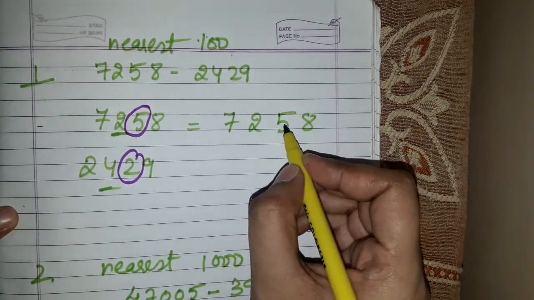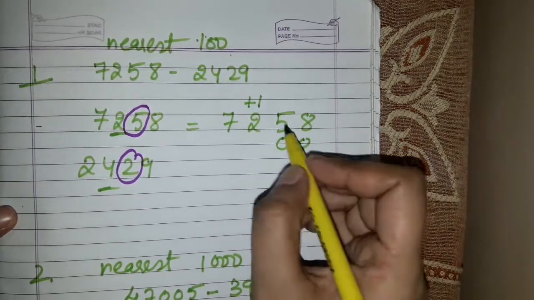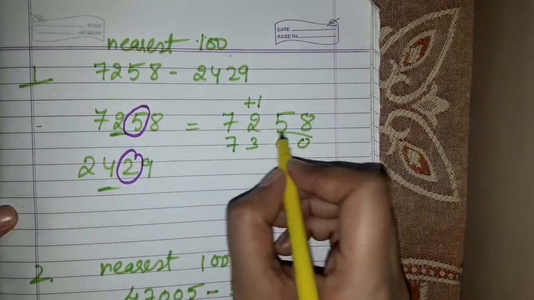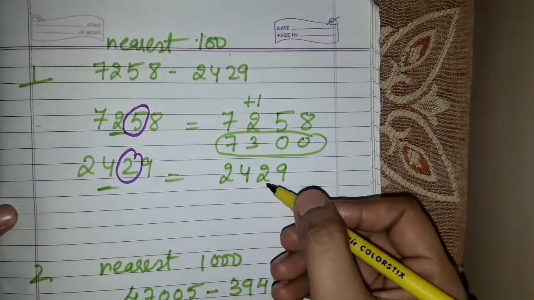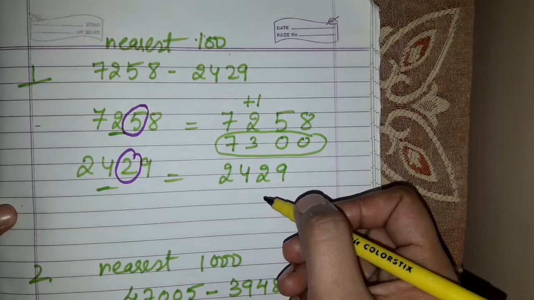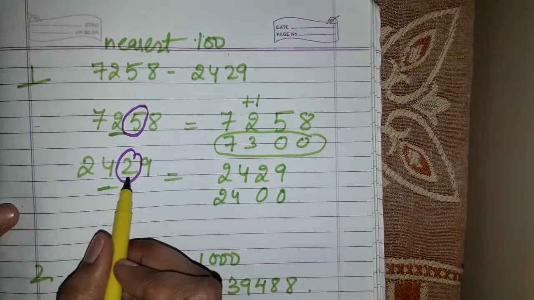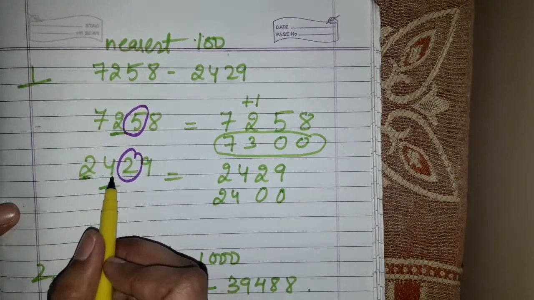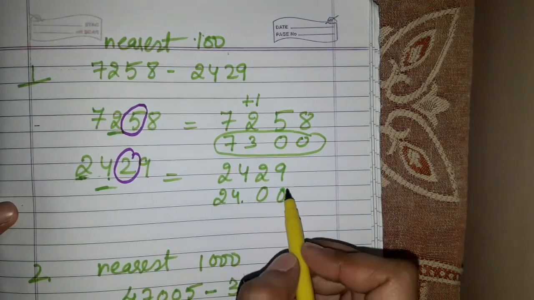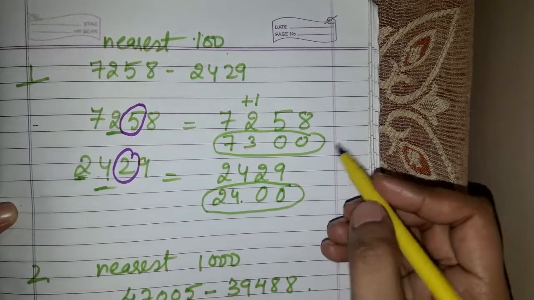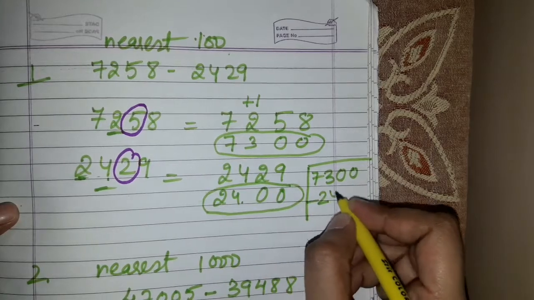7258. This digit is equal to 5, so it will give plus 1 to this and it will become 0. And this will also become 0, 2 becomes 3 and 7. So the new number is 7300. Now let's see what will happen here. 2429. Now this 2 is what? It's less than 5. So what will happen? It will become 0. This will also become 0, and the rest part from here will remain the same. It was 2 4, so it will remain 2 4, and from this limit all the other numbers will become 0 0. So this is the new number. So now the new two numbers are 7300 and 2400.